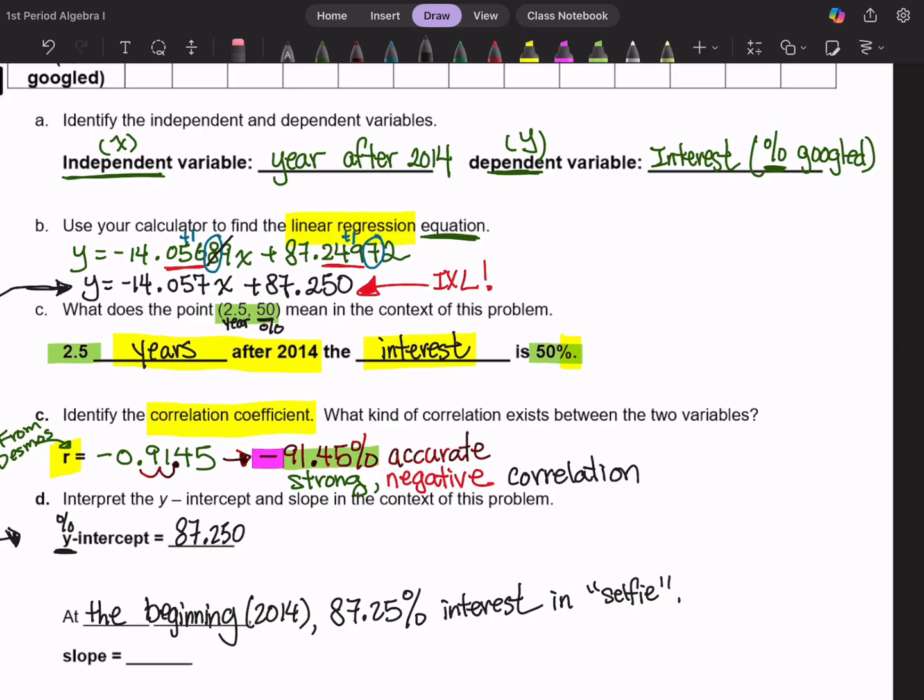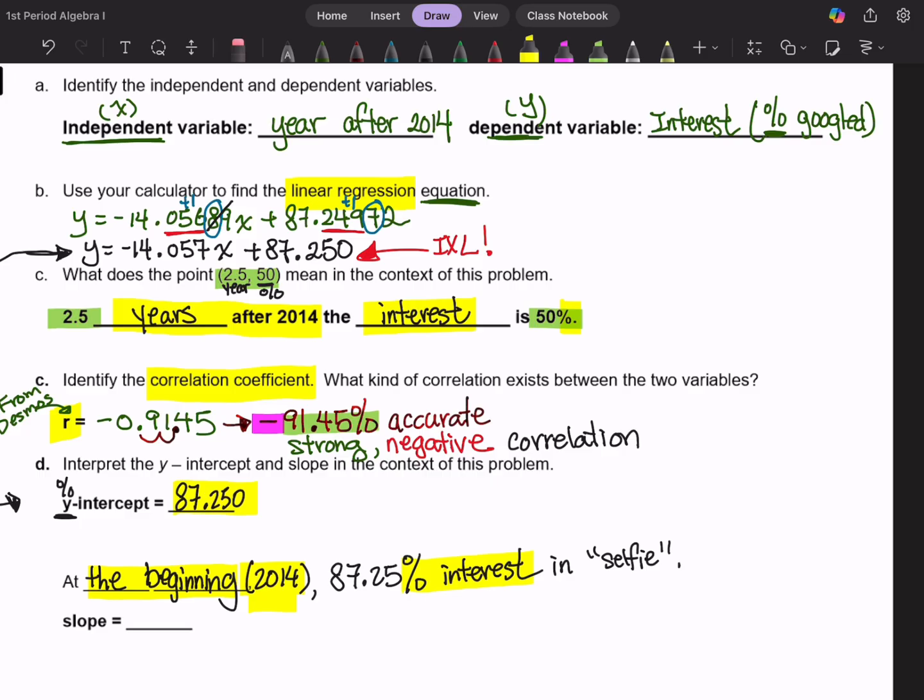You want to interpret it by telling me the number, so the x and the y, and by telling me the unit. So you got percent interest, or since you're already telling me the year 2014, that's fine. Or you can say the beginning would also mean at the x value when x equals 0.